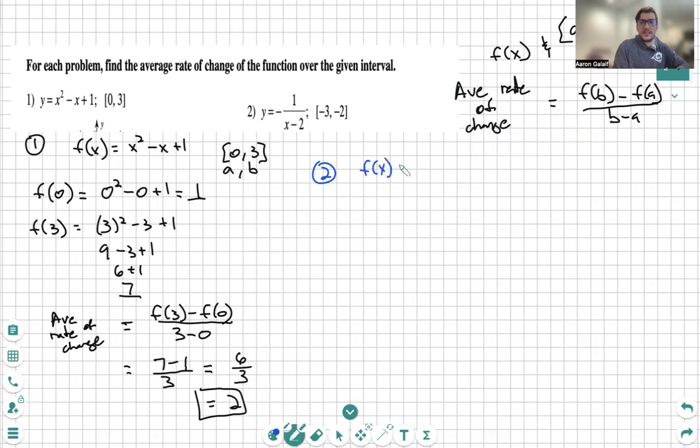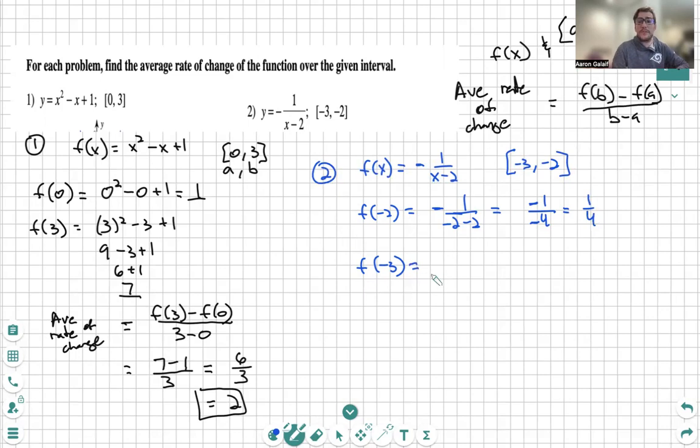F of x is equal to negative 1 over x minus 2 on the interval of negative 3 to negative 2. The first thing I'm going to find is f of negative 2. The next thing I'm going to find is f of negative 3. Let's give them some space for each other. F of negative 2, we're going to plug in negative 2 for x. And we're going to clean this up. Negative 1 on the numerator still. Negative 2 minus 2 on the denominator is negative 4. This cleans up to be 1/4.